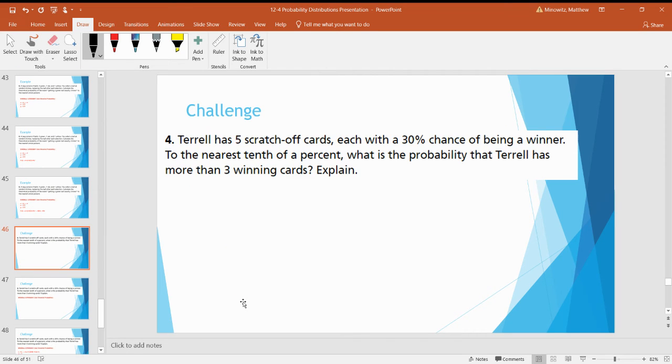So here is the challenge problem. Going back to Terrell and his 5 scratch-off cards, 30% chance of being a winner to the nearest 10th of a percent, what's the probability that Terrell has more than 3 winning cards? So I want you to think about this one, pause the video, try it out, think about what it's asking you to do, and do it. You can get this right, so try it out. Unpause the video when you're ready for me to explain or show the solution, and you can check.